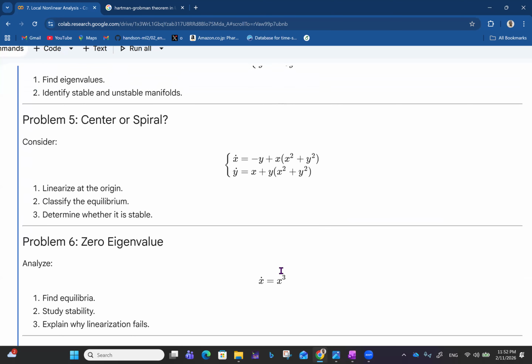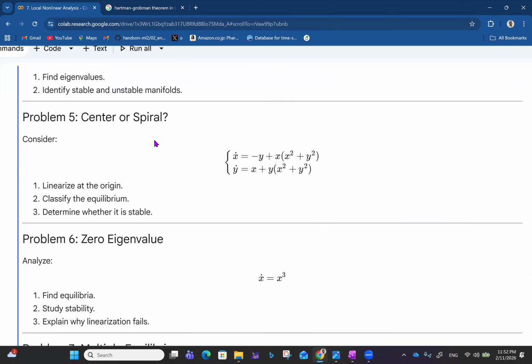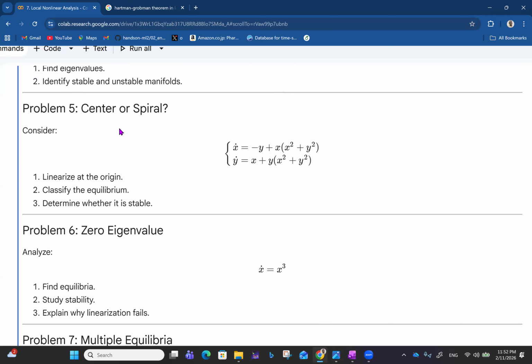Then for 5 and 6 now, center or spiral. If you linearize at the origin, you can forget about the complex part, the complicated part. Just say x dot is minus y, y dot is x. So here now you have 0, minus 1 and 1, 0. So you can linearize at the origin, classify the equilibrium, and determine whether it is stable. We did something like that before.